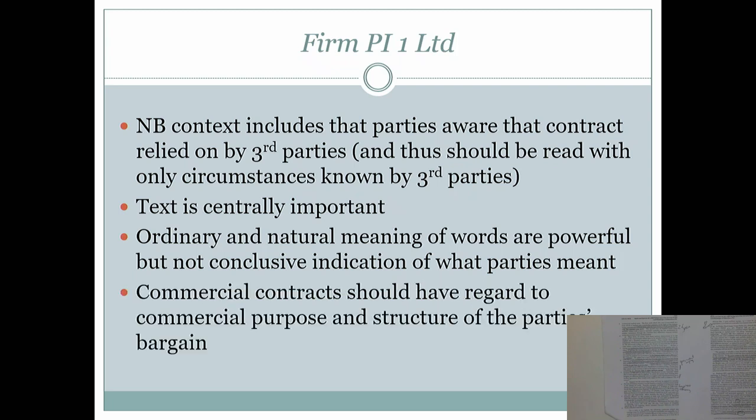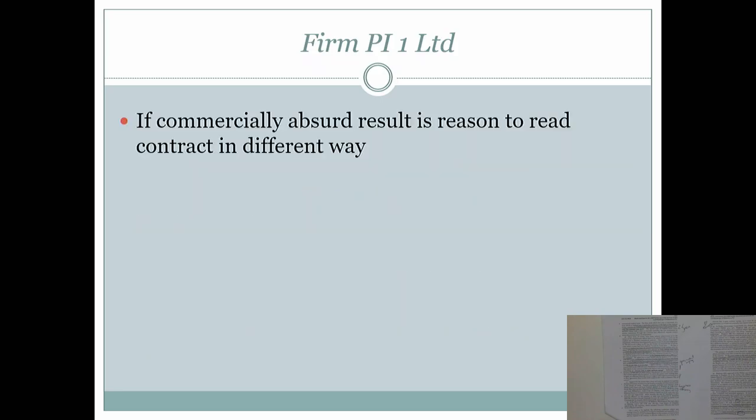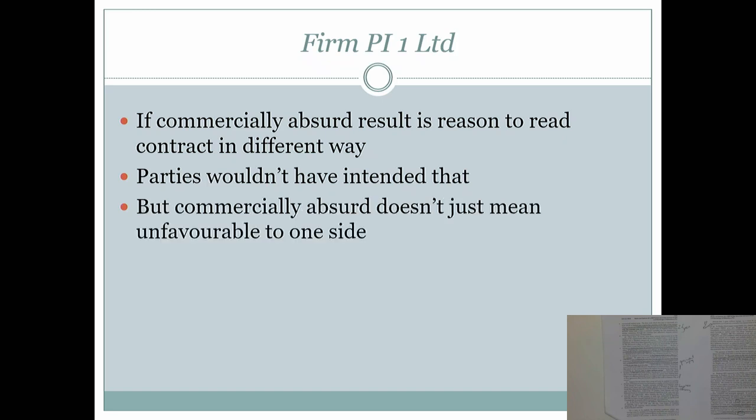You should have regard to the commercial purpose and structure of the parties' bargain. And if the natural and ordinary meaning results in something that's commercially absurd, then that is a good reason to try and read the contract or interpret the contract a different way. Why? Because the parties wouldn't have intended it. So commercial absurdity is a good reason to re-look at the interpretation. However, commercial absurdity, the court says, is not merely that one party or the other is disadvantaged. It's beyond that. Where the line is drawn is hard to say, but we'll tell you when we get there.